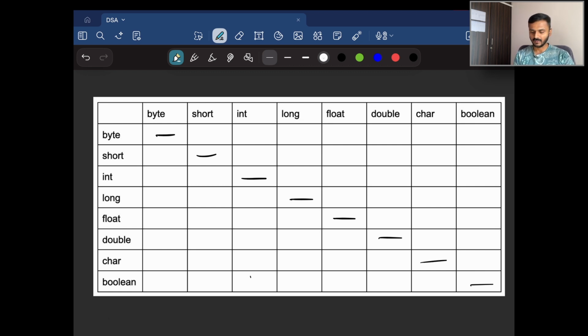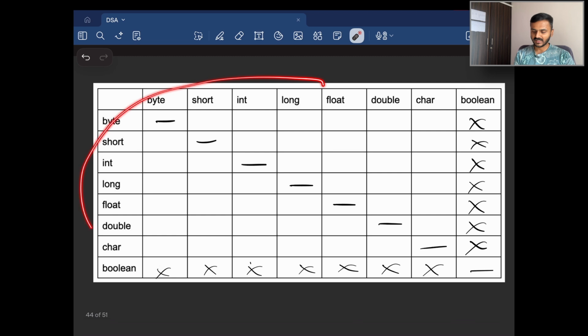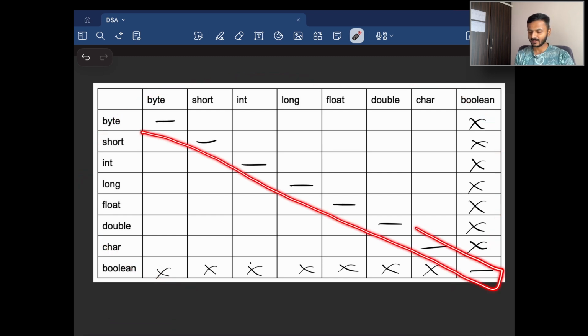And those pairs are boolean byte, boolean short, and also... So out of the 64 pairs that we started off with, we have got 8 where the conversion won't take place, because conversion takes place when the data types are different.